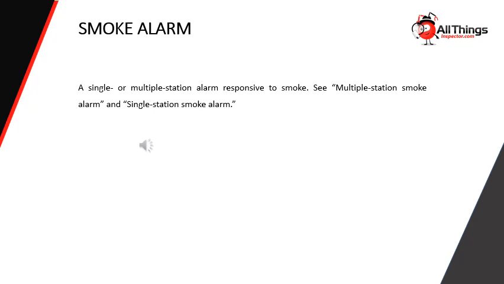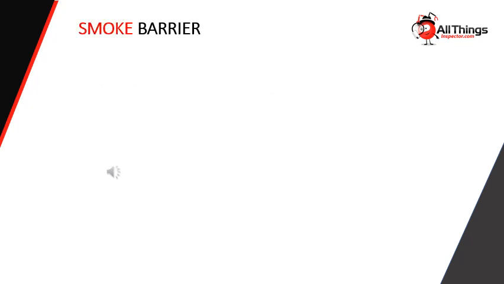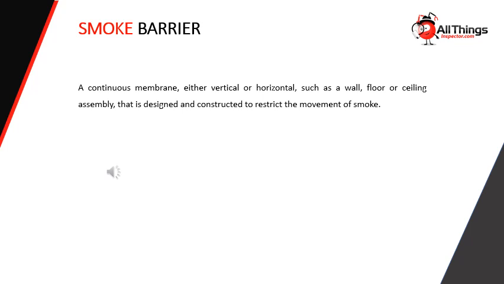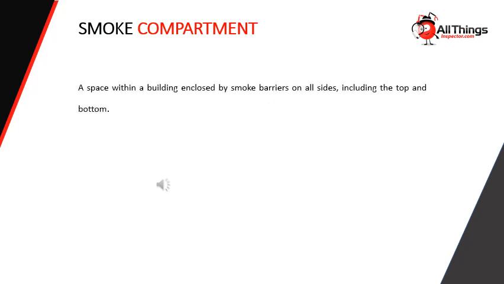Smoke alarm. A single or multiple station alarm responsive to smoke. See multiple station smoke alarm and single station smoke alarm. Smoke barrier. A continuous membrane, either vertical or horizontal, such as a wall, floor, or ceiling assembly, that is designed and constructed to restrict the movement of smoke. Smoke compartment. A space within a building enclosed by smoke barriers on all sides, including the top and the bottom.